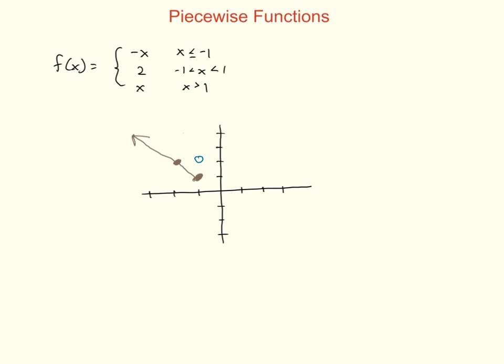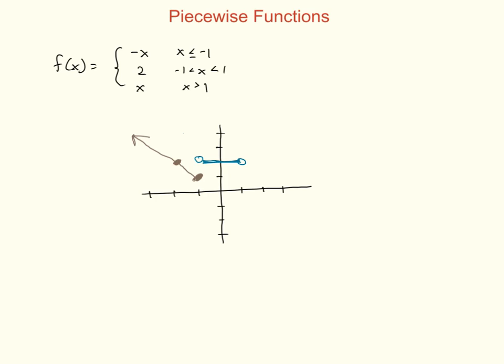And then at the next endpoint, +1, I still will get 2. And so I'll have another open circle at that endpoint. So we put the open circle at 1, 2, and then I can connect those. So there we go. There is the second piece.